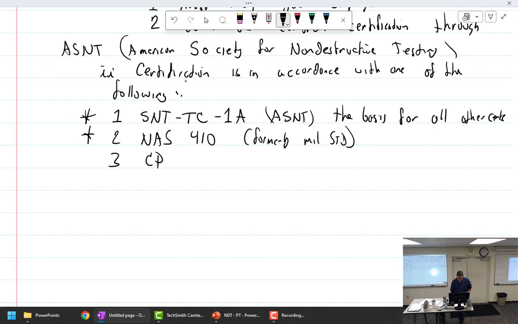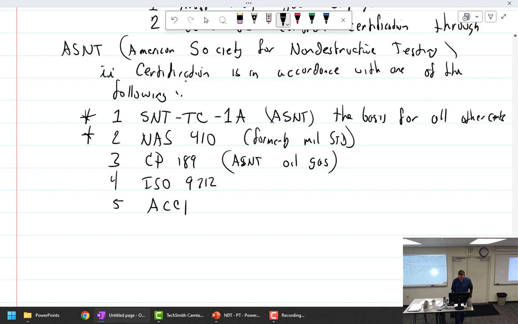We have CP 189. That's really going to be ASNT certification for oil and gas lines. Number 4, I've got ISO 9712. ISO is the International Organization for Standardization. I'm sure you guys have heard of that. They have all kinds of numbering systems. Let me see. Then we have ACCP, which is the ASNT Central Cert.